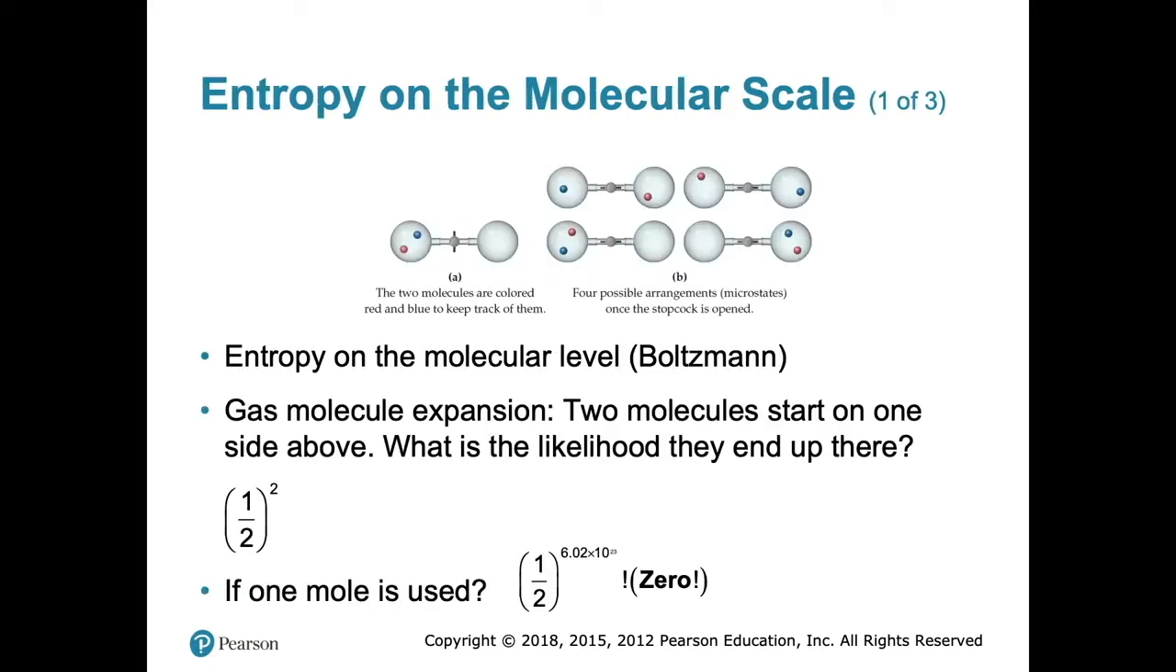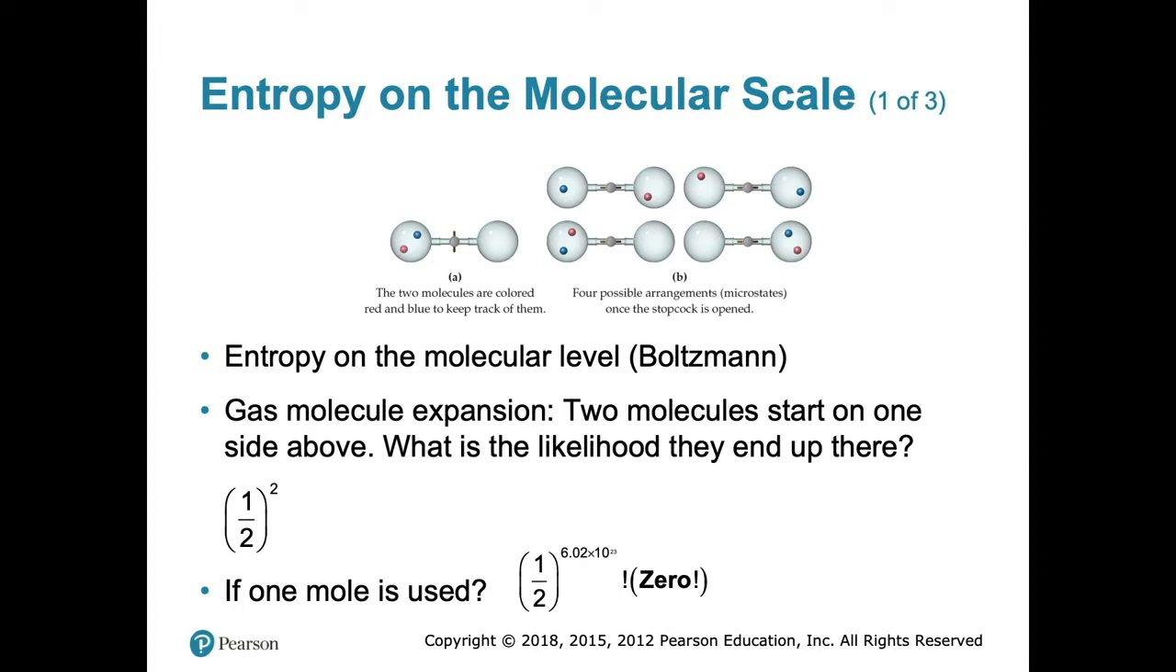There we go. Here's entropy on a molecular scale. The two molecules are colored, the red and blue molecules, so you need to keep track of them. The four possible arrangements are called the microstates. There's a vacuum over here, and once the stopcock is opened, the molecules can do one of four things.